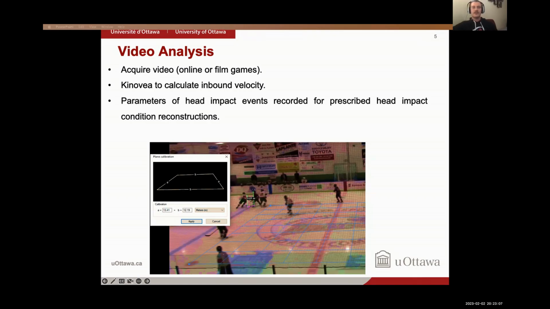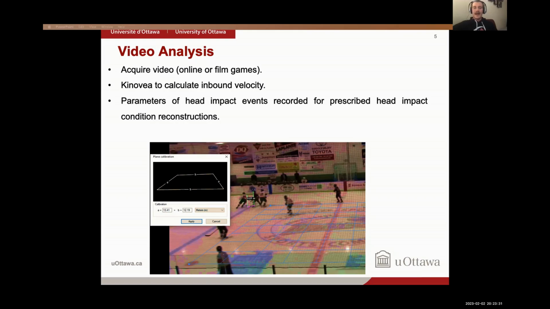We then use Kinovea, which is a free video analysis software, to calculate the velocity by using a perspective grid. This is what we're seeing right here on the ice, that perspective grid. The markings on the ice, the field of play, are used to calibrate this grid. We're using the red line, the blue line, and the face-off dots to calibrate the distance between places on the ice.